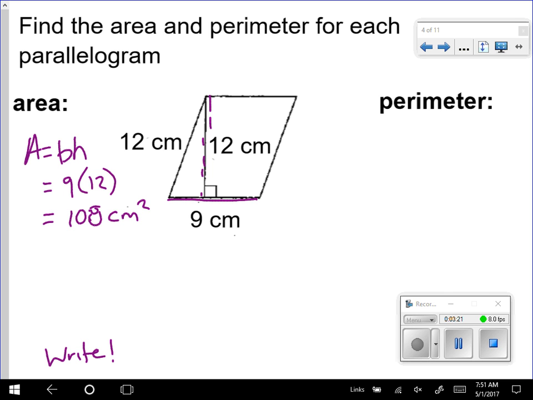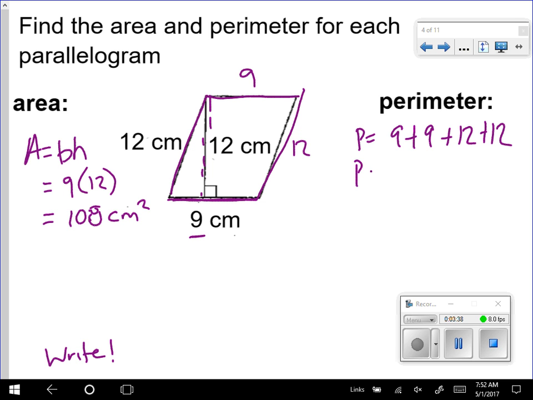Now, for the perimeter, we just want to add all our sides. So we have a 9 here, a 9 here, since this is 9 down here, and a 12 here, since this is 12. So we're going to add those all up. So we'd have 9 plus 9 plus 12 plus 12. So perimeter would be 18 plus 24, which is 42 centimeters.